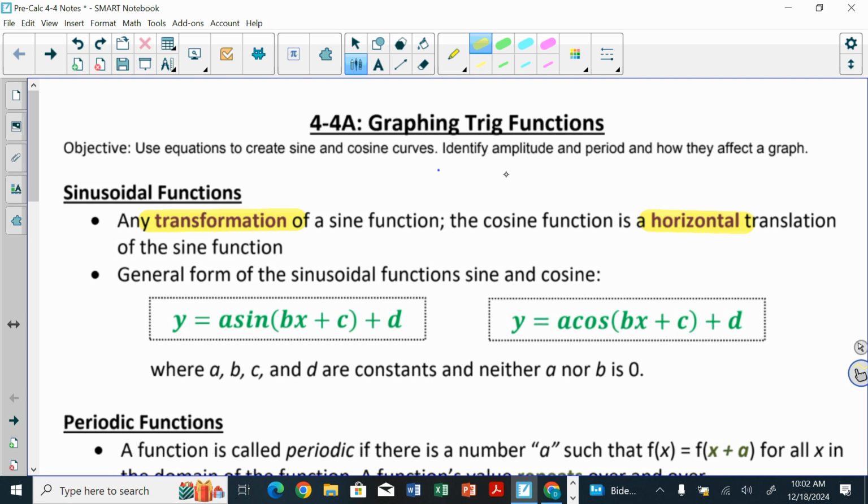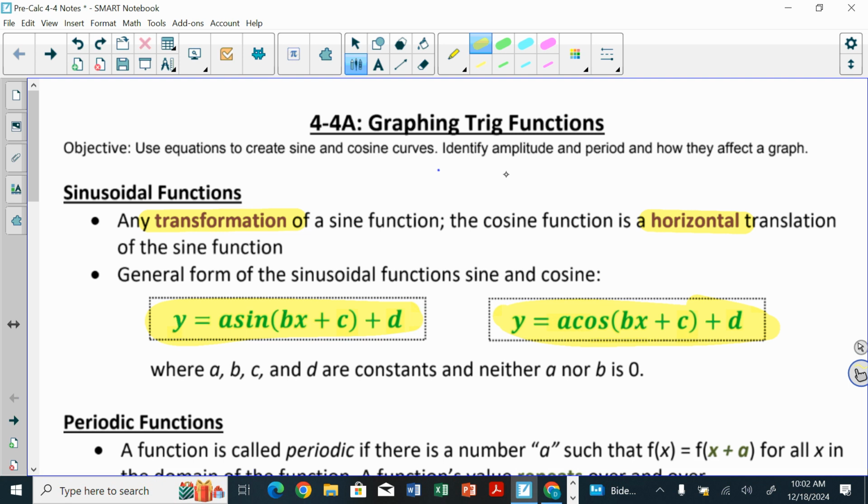So the general form of the sinusoidal functions of sine and cosine are as follows. Write that down. y equals a times sine of (bx plus c) plus d. And then cosine would be the same thing. You're just going to substitute cosine in there instead: y equals a times cosine of (bx plus c) plus d.